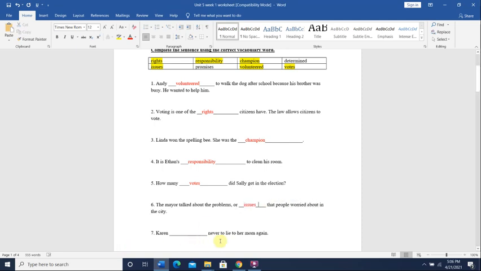Karen blank never to lie to her mom again. Okay, she said she would never lie to her mom again, so she promises. Karen promises never to lie to her mom again.